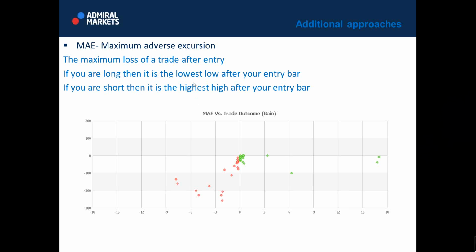So if you're long, then it is the lowest low after your entry bar. Maximum adverse excursion is the maximum loss of a trade after the entry. So if you're long here and the trade goes 20 pips in a drawdown and then goes in a profit, that is the lowest low after your entry bar, and your maximum adverse excursion will be those 20 pips, which the trade initially went in a drawdown. If you're short, then it is definitely a highest high after your entry bar, okay? And this shows it perfectly.